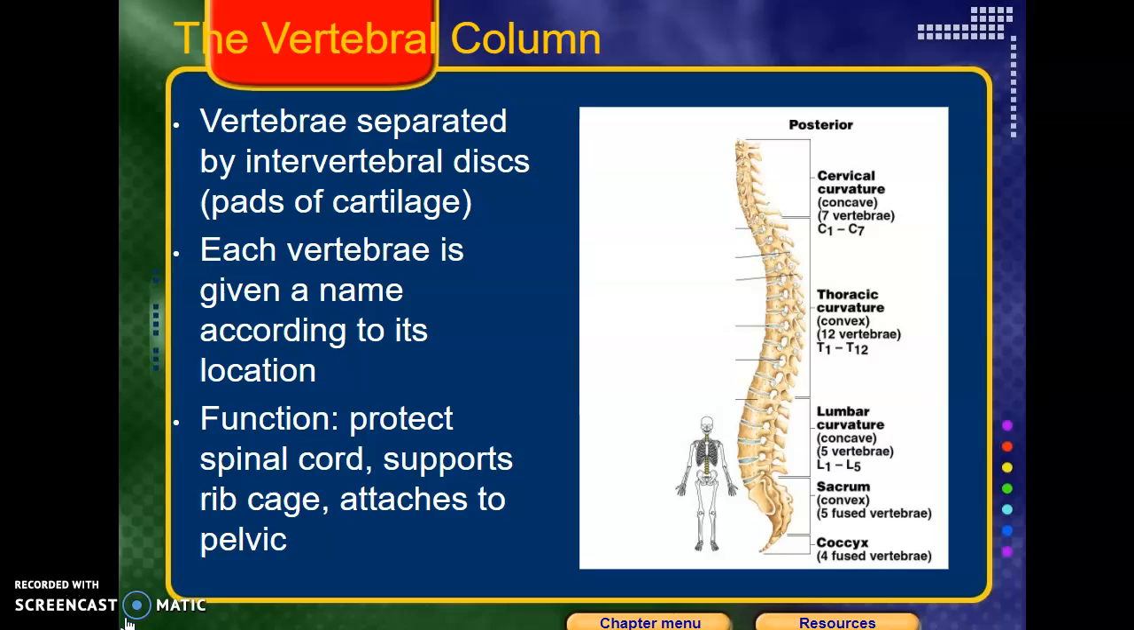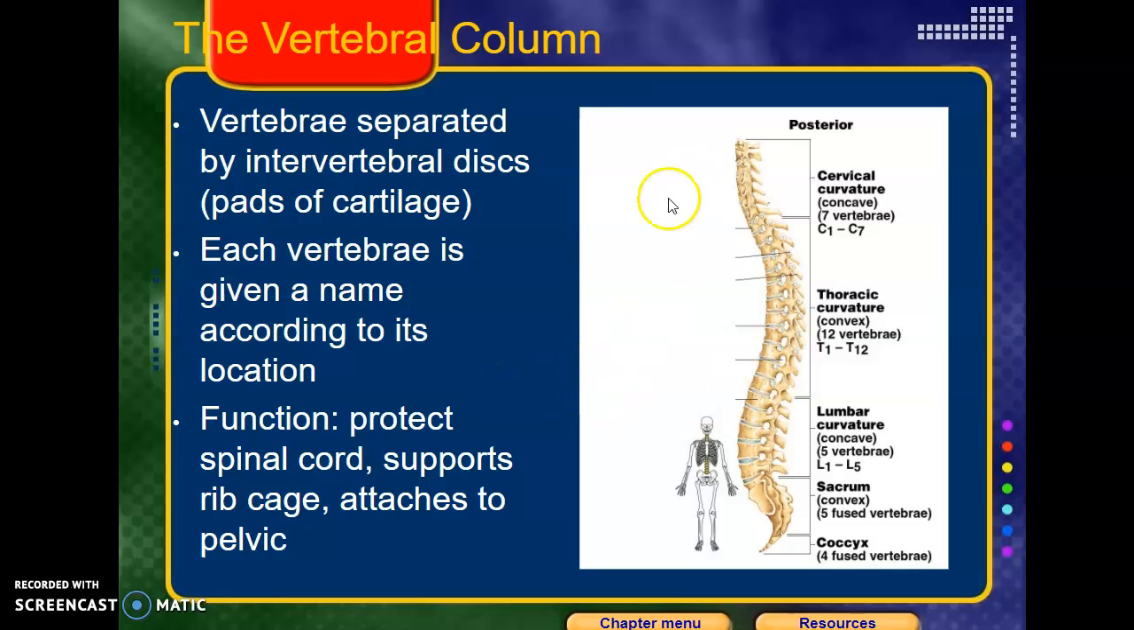Let's talk about the spinal column, the vertebral column. The vertebral column is a whole bunch of bones called vertebrae, individual vertebrae. Here's 1, 2, 3, 4, 5, 6, and on up. And they're separated by these little pads in between, intervertebral discs, or pads of cartilage. You'll hear someone say, oh, I've got a stiff disc in my back. It's these little pads of cartilage that we're talking about.